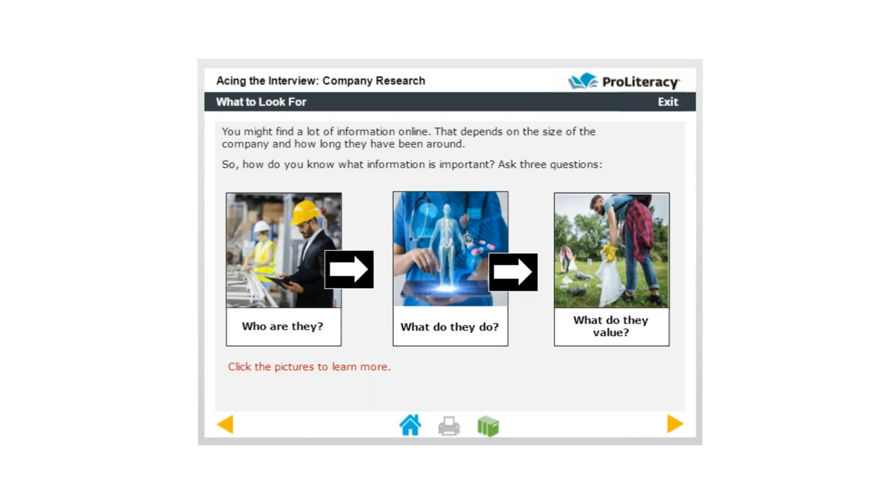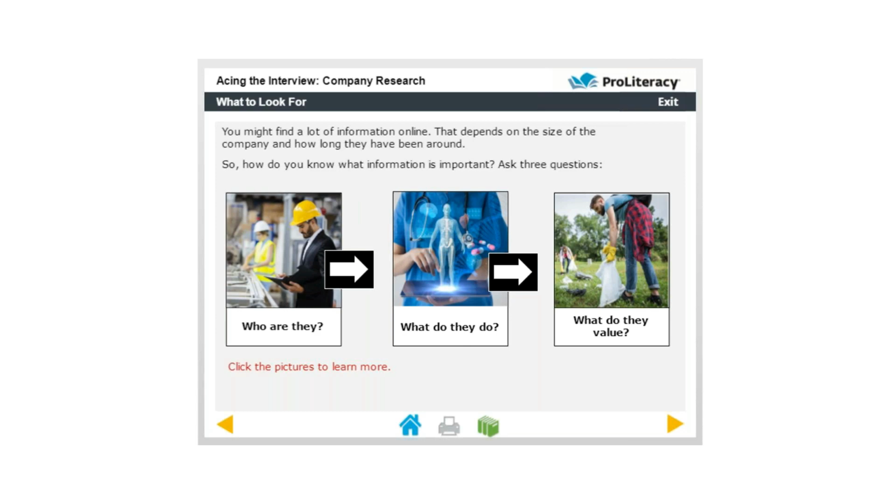So here's an example of the kind of interactivities students might see when they're taking a course. Ways students interact with the courses include clickable images and buttons, audio and video examples, pop-up layers with additional information, and the pop-up definitions that I mentioned earlier.